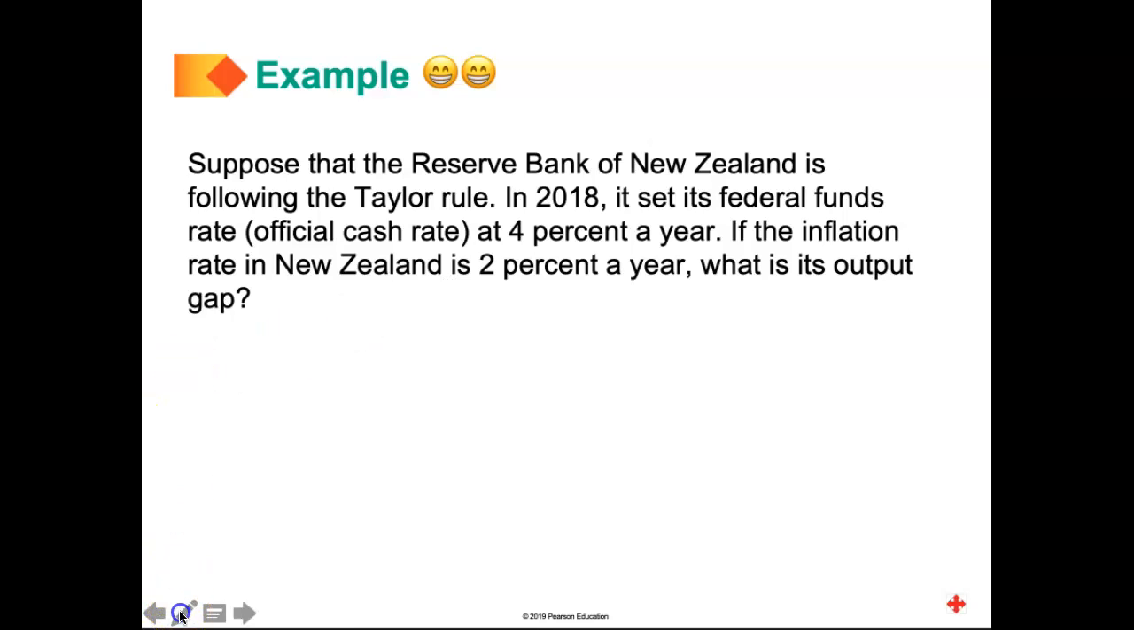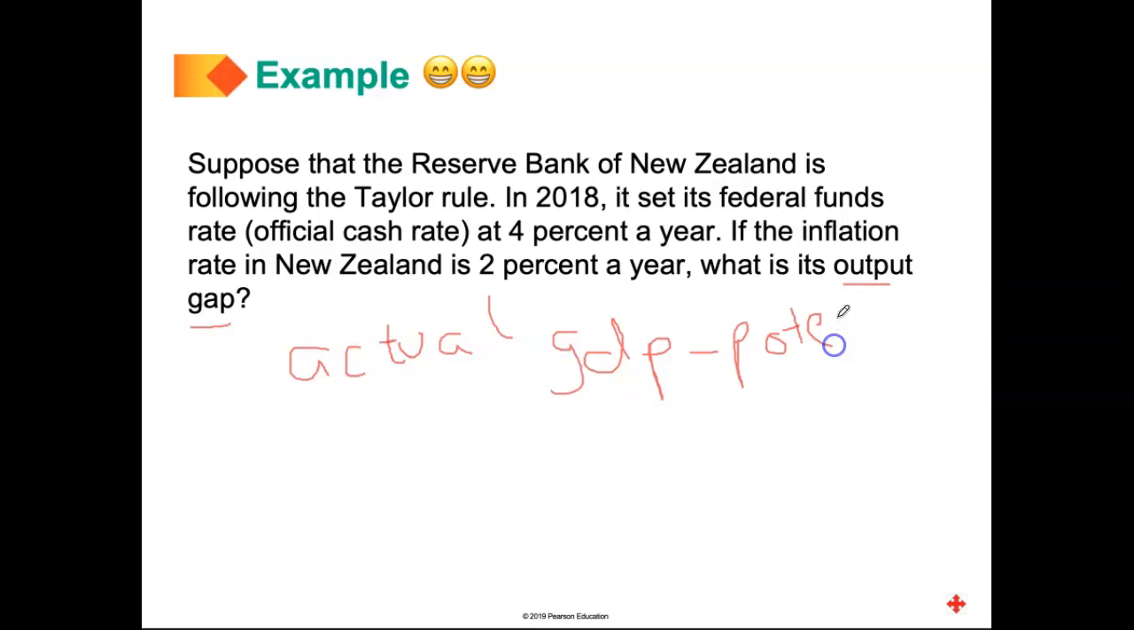Before we get to the answer, what really is the output gap? Remember, the output gap is actual GDP minus potential GDP. It is how actual GDP deviates from potential GDP. Now, given the Taylor rule, how do we find the output gap?